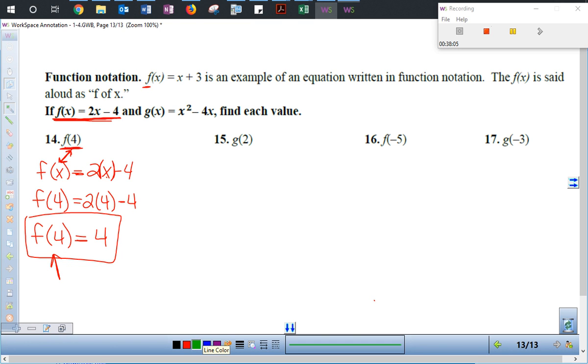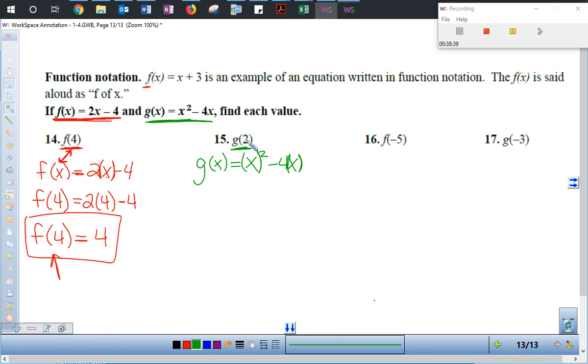So number 15. We have g of 2. Notice this starts with a g, so that means we're going to use this equation right here. Let's go ahead and take this equation and write it down here. g of x equals x squared minus 4x. Notice that instead of g of x, we have a 2. So that means everywhere I see an x, I'm going to want to put a 2. So I'm going to go through and put parentheses everywhere I see an x. Notice I didn't put parentheses around x squared, just the x, and not the 4x, just the x.